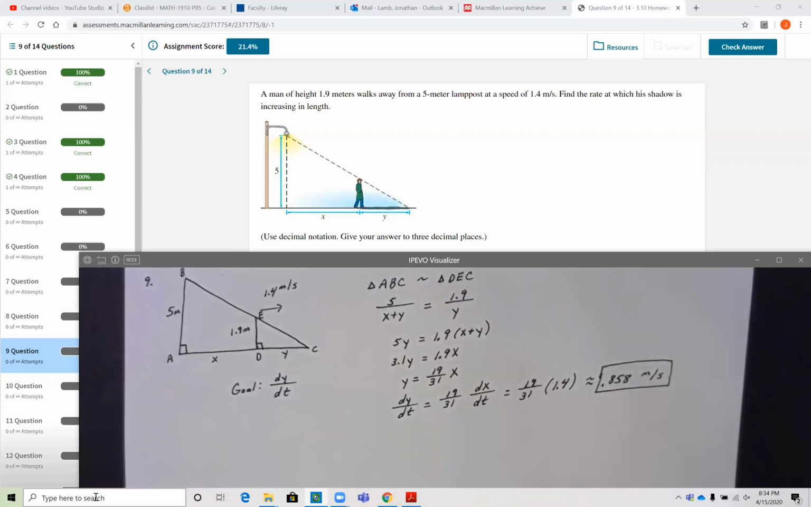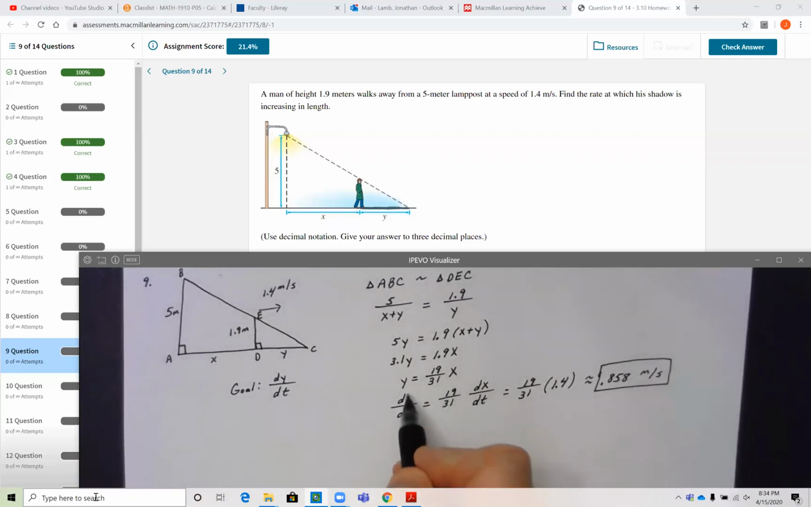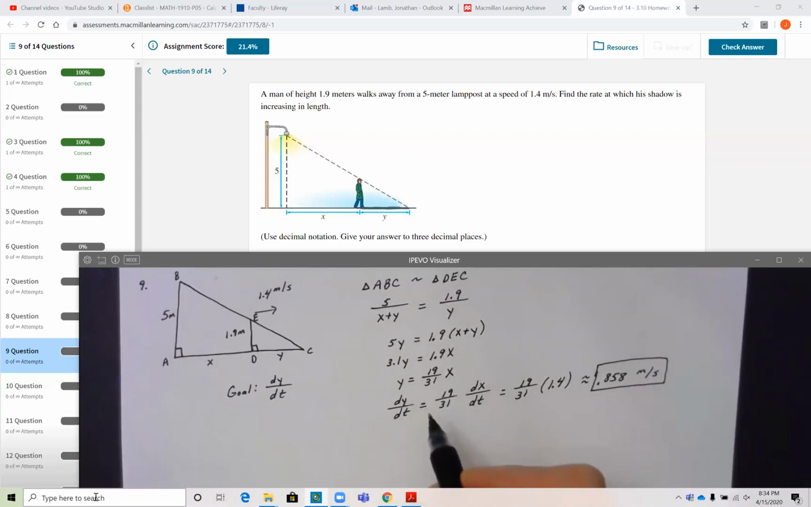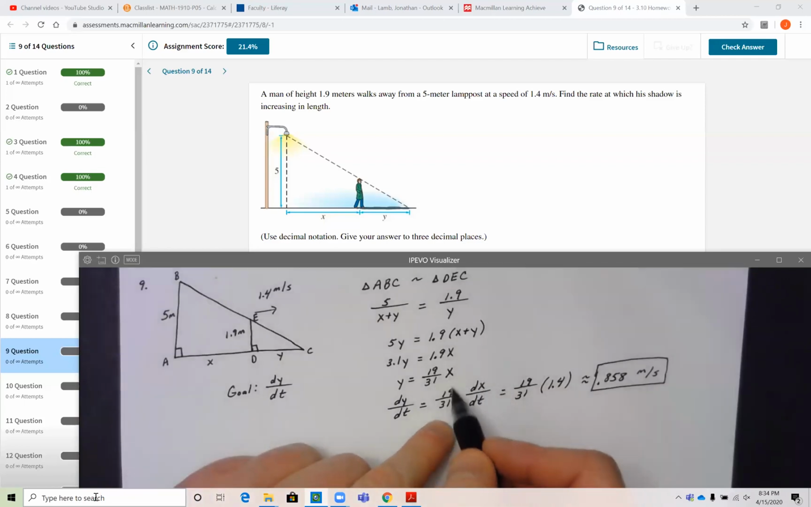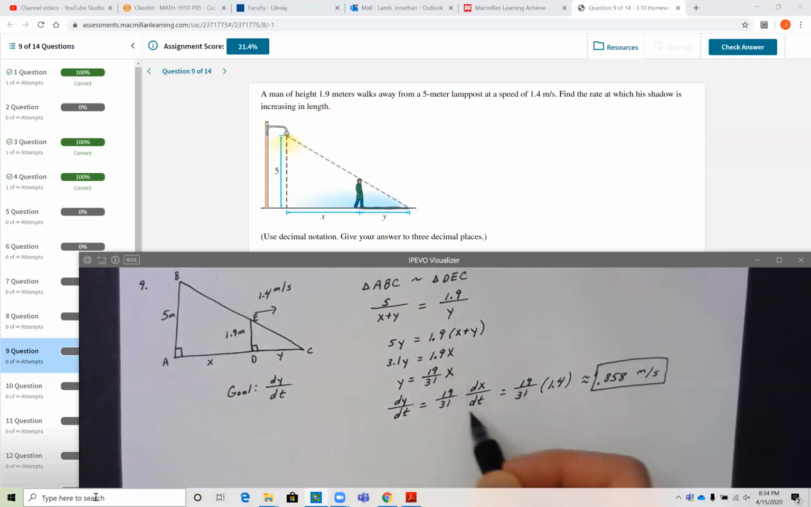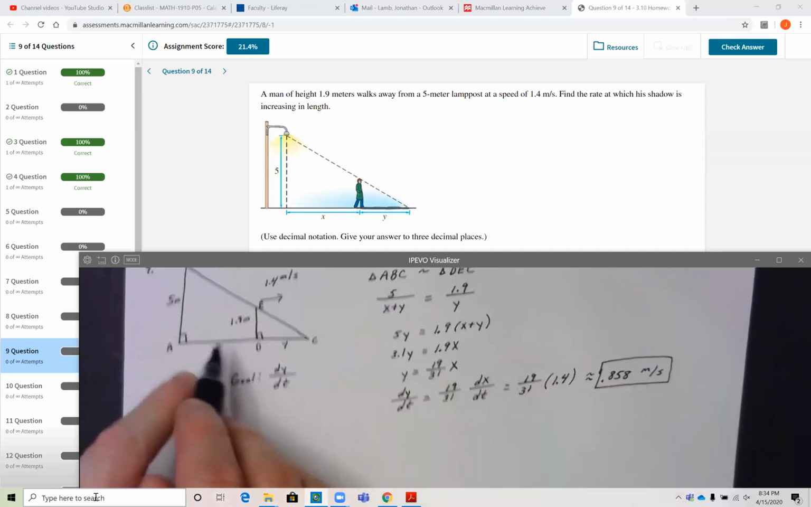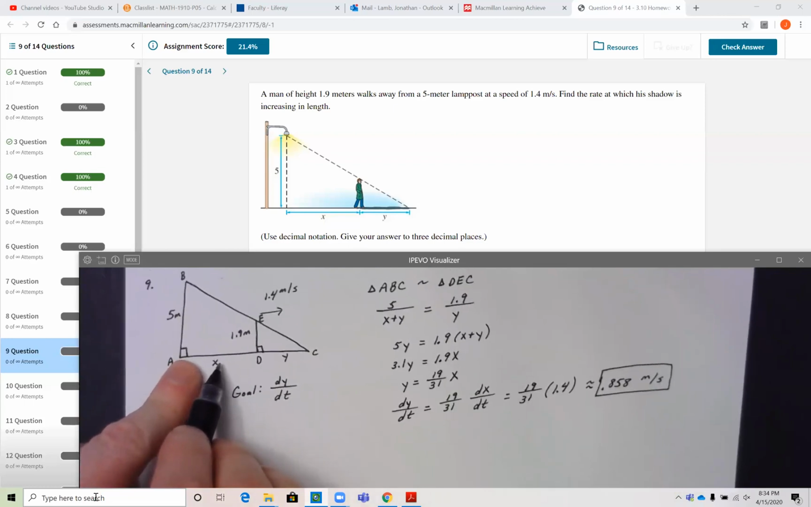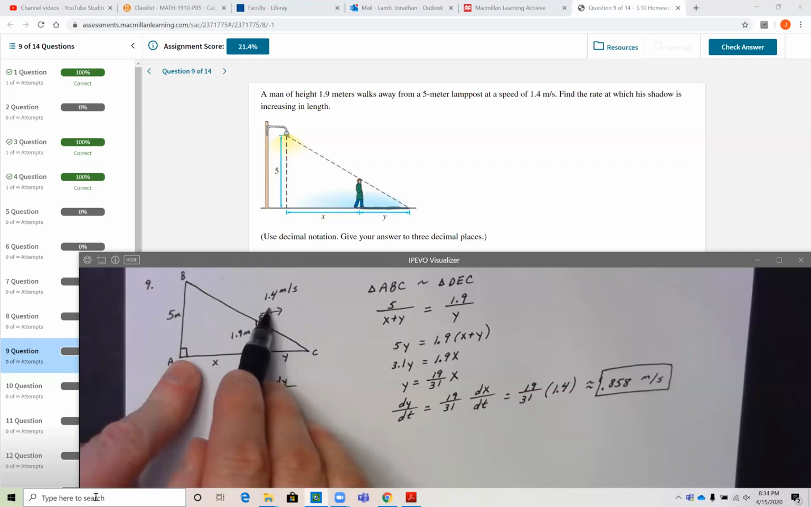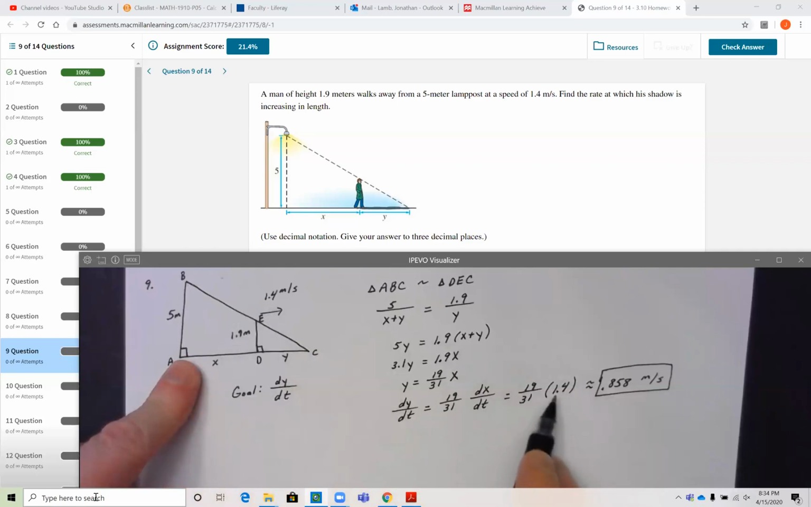Why not go ahead and take the derivative? Easy to take the derivative now. Derivative of the left-hand side with respect to time is just dy/dt. The derivative of the right-hand side with respect to time is just going to be 19 over 31 times dx/dt. At that point in time, you already know what the change in x in this problem is. His distance from the street light is going to increase by how fast he's walking away. So the dx/dt in the problem is 1.4.